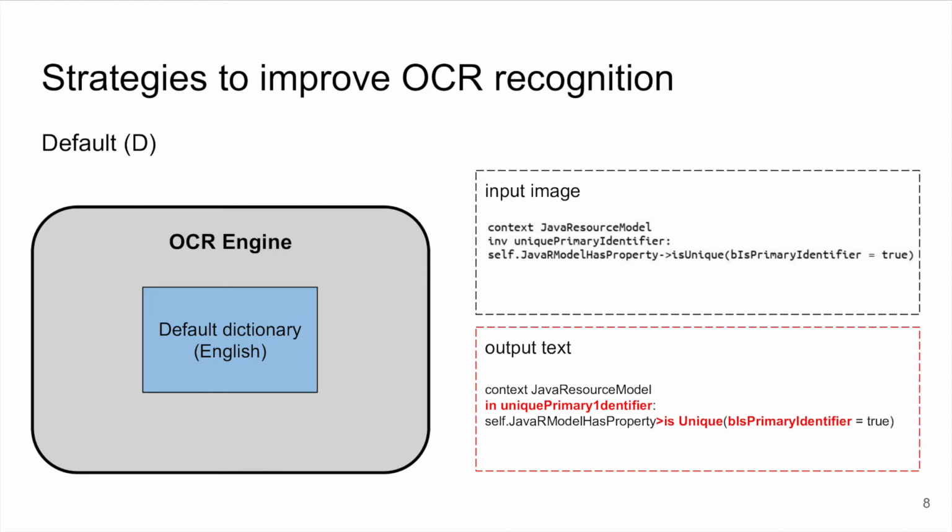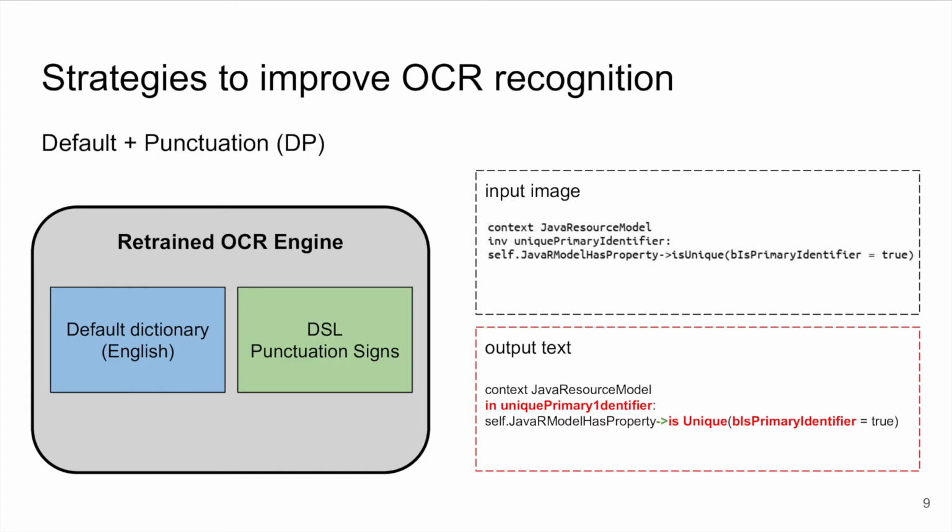Firstly, we are going to focus on the arrow operator, as the default English language doesn't know what this operator is and replaces it with the greater than operator. In order to fix this, we propose a first strategy called DB that includes the punctuation signs of the DSL, like operators, into the default model. As we saw, the default model only recognizes punctuation signs that are present in natural language. For this approach, we have to retrain our OCR model once for every DSL that we want to recognize. This approach allows us to fix a very little part of our expression.